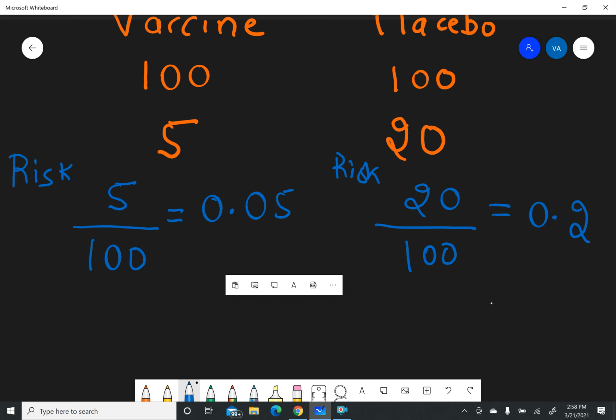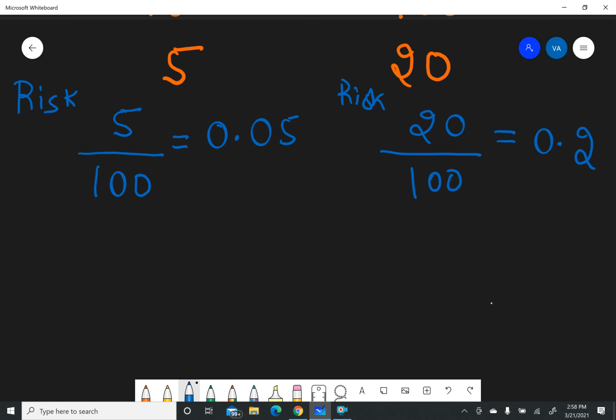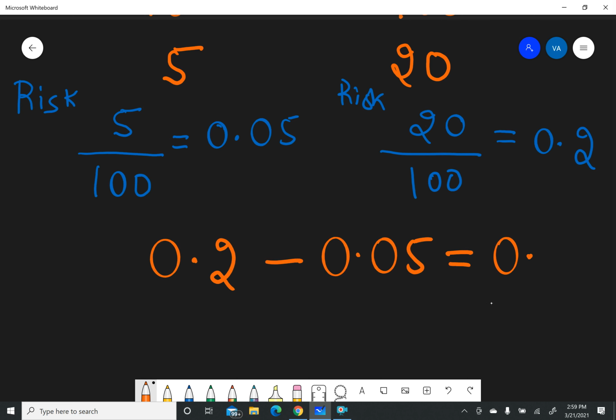Now what they do is they subtract the two. The risk for the placebo group minus the risk for the vaccine group. You subtract the two and you get 0.15. So that's the difference.